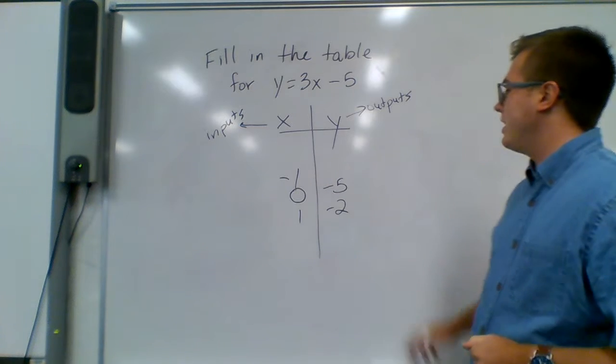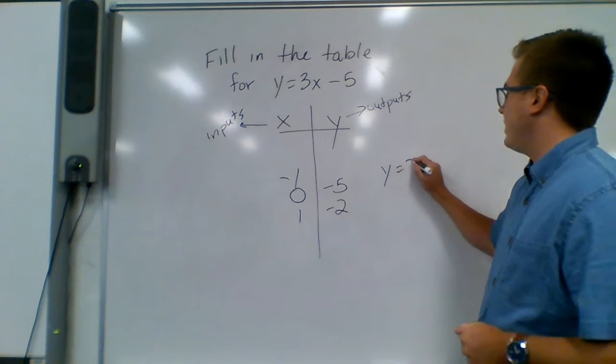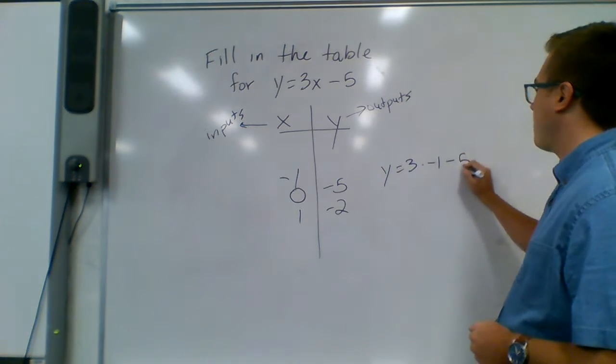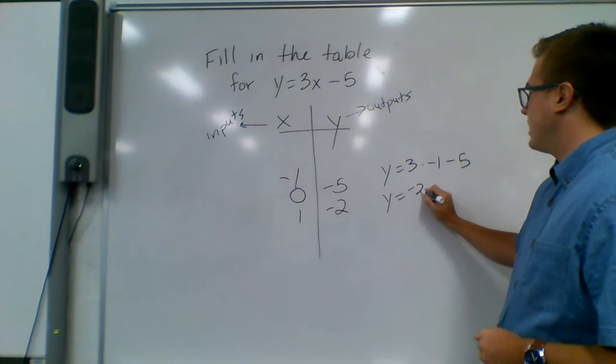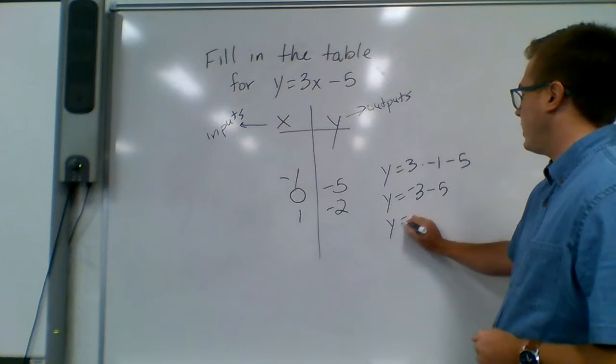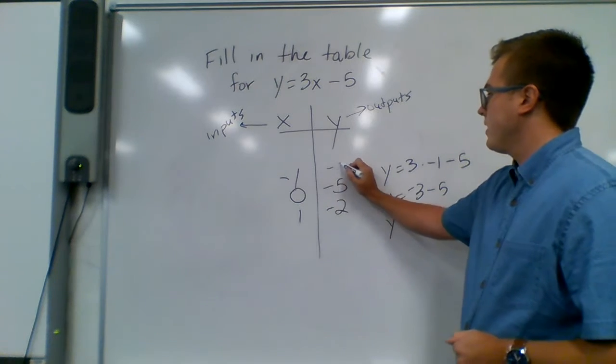So I'm going to plug in negative 1. y equals 3 times negative 1 minus 5. y equals negative 3 minus 5, so y equals negative 8.